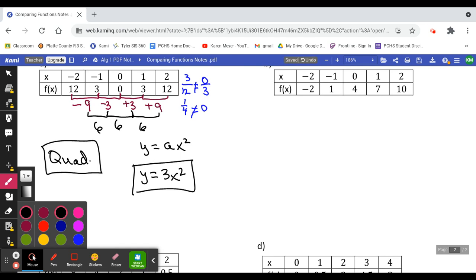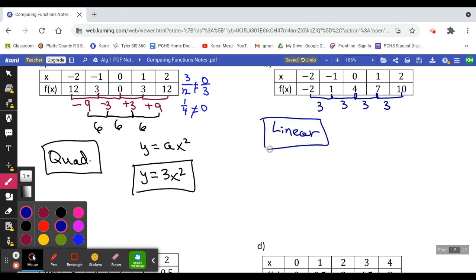Okay, let's go to the next one, straight across. All right, I'm just going to start with linear again. -2 to +1, that's up 3. 1 to 4, up 3. 4 to 7, up 3. 7 to 10, up 3. Well, all of those numbers are the same. So if my first difference is all the same, that makes it linear.